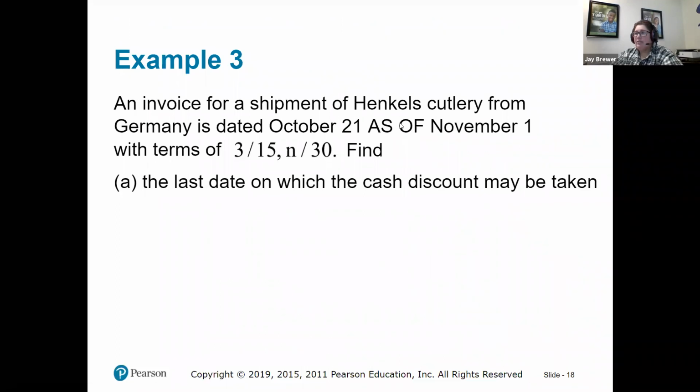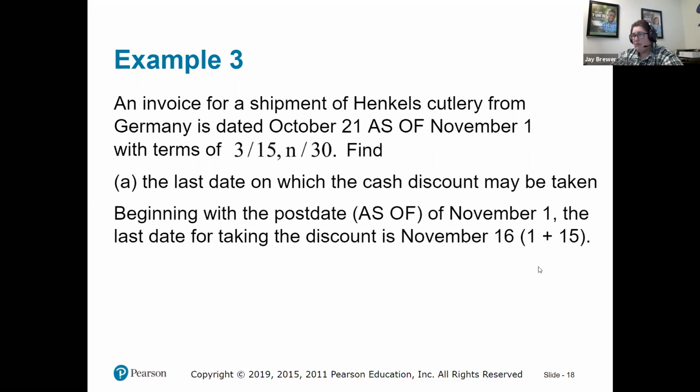An invoice of a shipment of Henkel's cutlery from Germany is dated October 21st as of November 1st with terms of 3/15. So that means 3% off if they pay within 15 days and they owe the net if it's after 15 days. Find the last date on which the cash discount may be taken. So I think that would be November 16th. Boom! Who's finally getting this with the PowerPoint? Haha! Nice. Sorry, I have to celebrate a little bit. That's great.